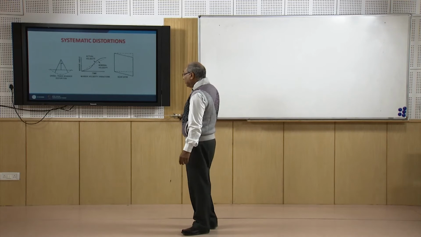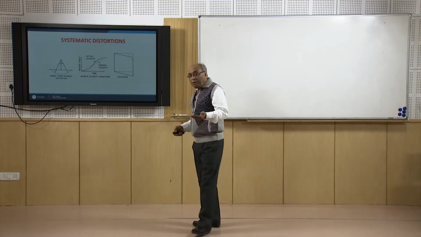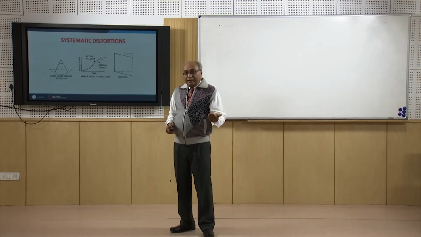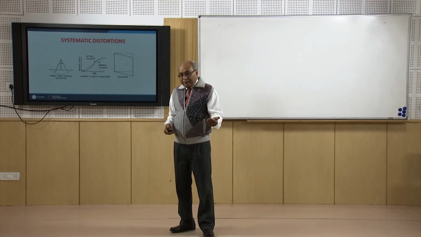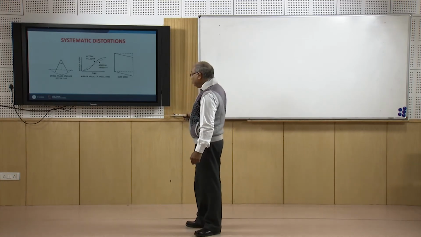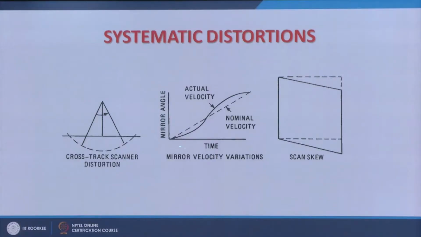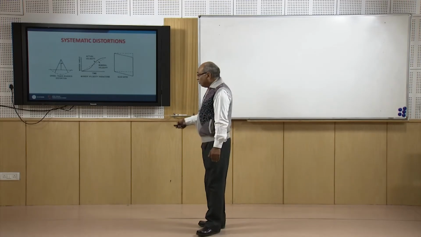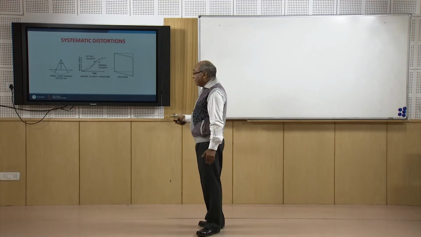Then mirror velocity, because in these systems we used to have optomechanical devices, as discussed in earlier lectures when we were discussing different sensors and platforms. So they used to have a moving mirror, and that mirror used to have some variations in the velocity which might have caused some distortions in the images. So in earlier versions of these Landsat MSS images, all these kinds of errors were there.